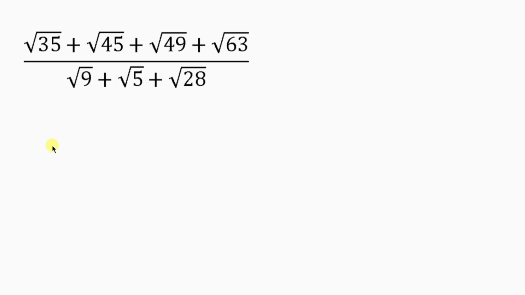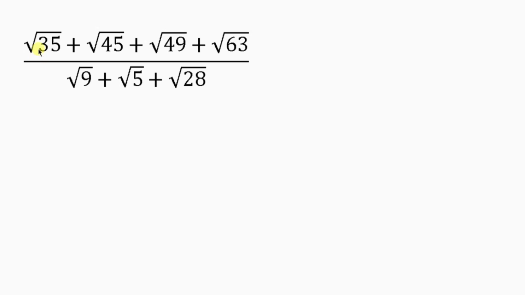Well, we have this question on the board which says find the value of the square root of 35 plus the square root of 45 plus the square root of 49 plus the square root of 63 all over the square root of 9 plus the square root of 5 plus the square root of 28. Well, our first step towards solving this question would be for us to simplify each of the surds.